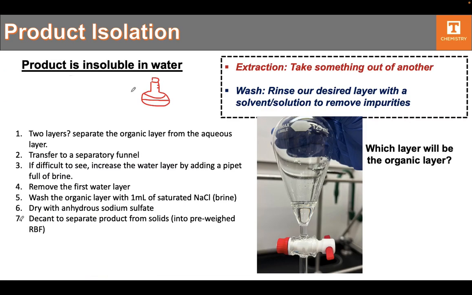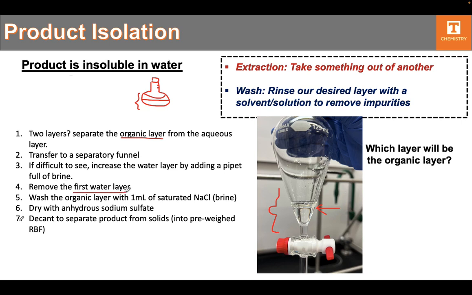Okay, so if you collected your distillate and found that you had 2 layers of liquid, you're going to want to separate your product, which is in the organic layer. So what you will do is transfer all of the distillate to a separatory funnel and then see if there's a clear separation between the 2 layers. If not, you can always increase the volume of the total liquid by adding more water or adding more brine.